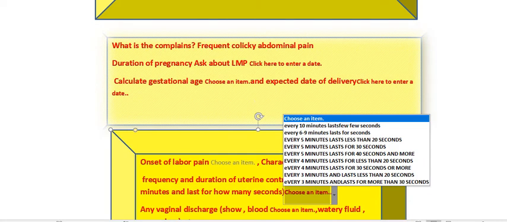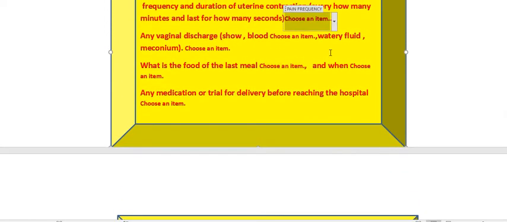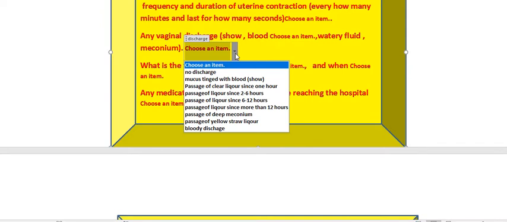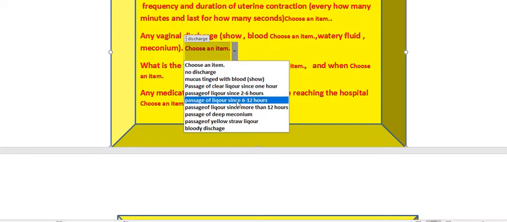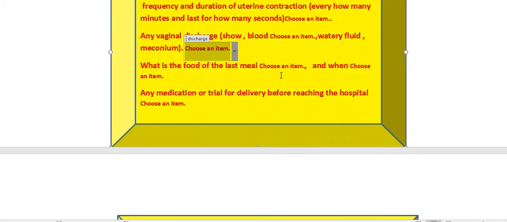Any vaginal discharge of mucus tinged with blood, or passage of clear liquor since several hours, or passage of deep meconium or yellow straw color or blood discharge.